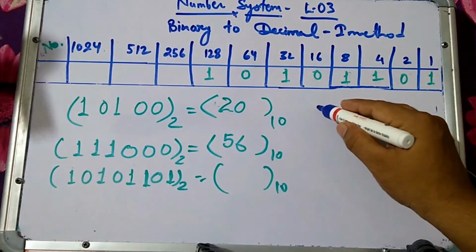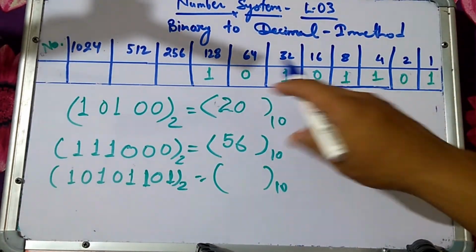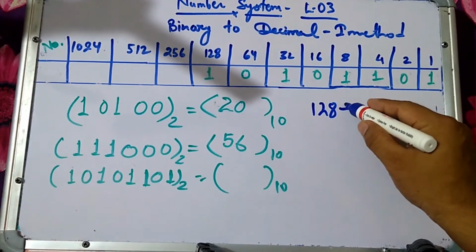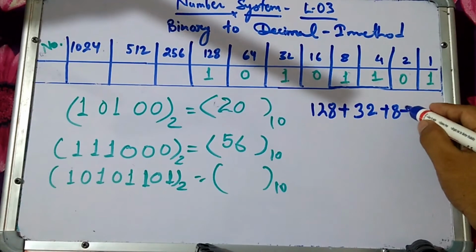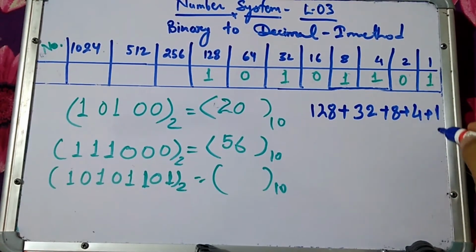It is 128, 1 is 128. Wherever you are getting 1, only write down that value. Okay, 32, 1 is 32, plus 8, 1 is 8, plus 4, 1 is 4, plus 1, 1 is 1.